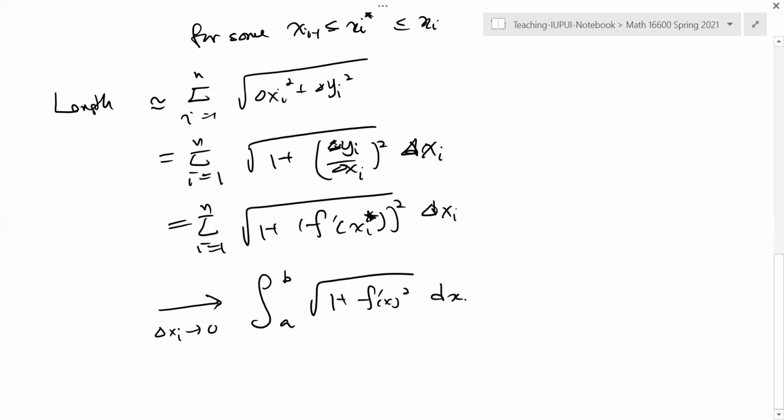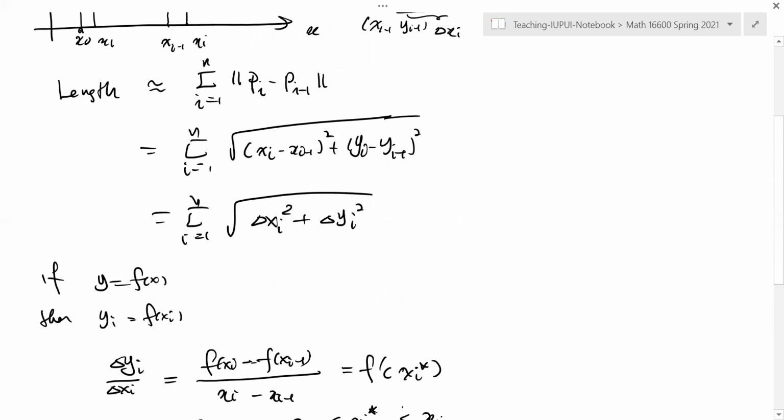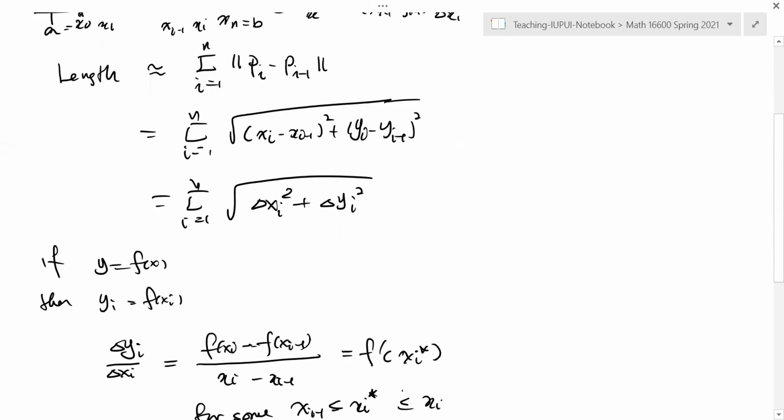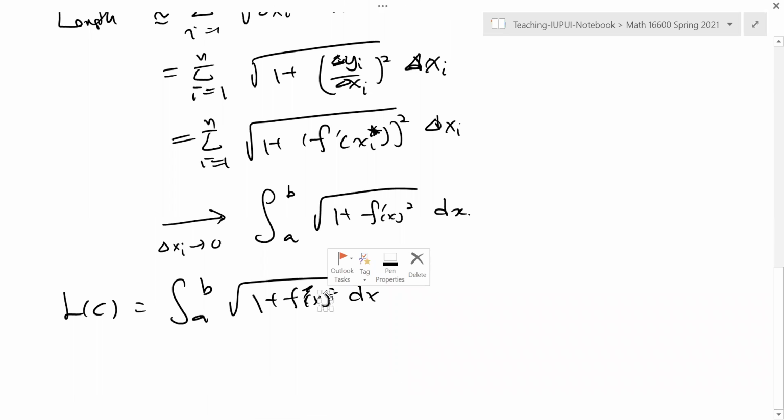So it's reasonable. What is AB? AB is an interval, okay? So this is A, and this is the last one, xn, which is B, okay? So the length, we get a formula. It's going to be the integral of the function, if this curve C is a graph of the function f.